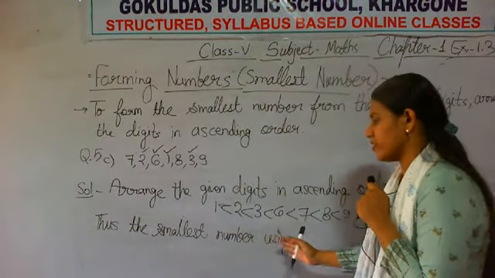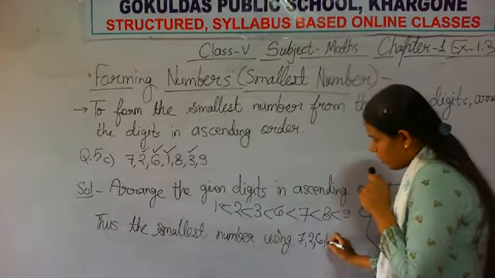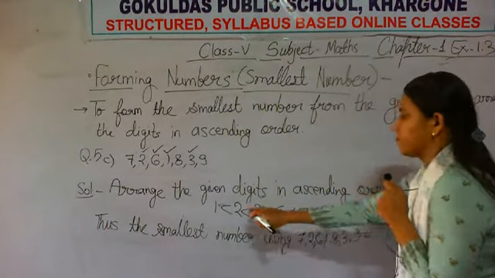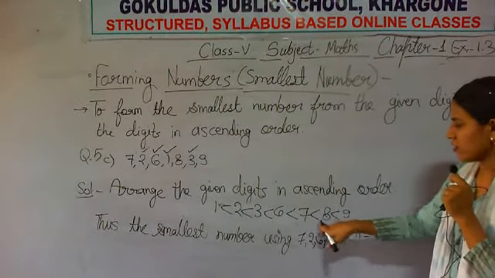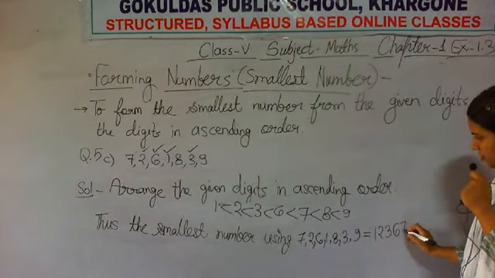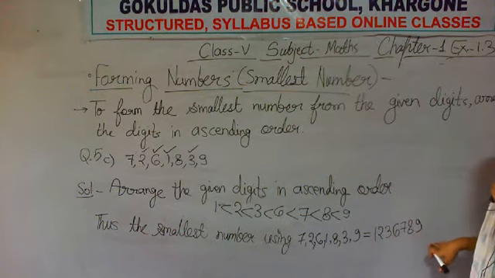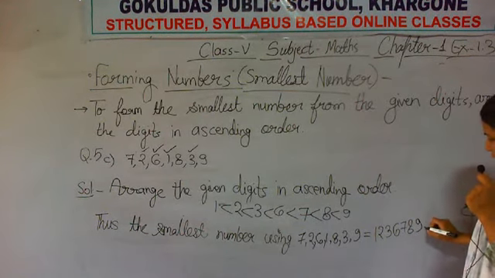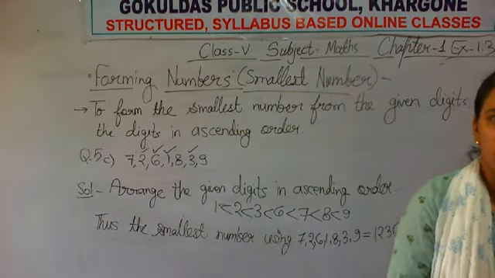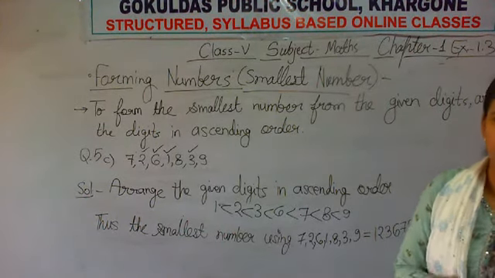Thus the smallest number using 7, 2, 6, 1, 8, 3, 9 is, write all these digits together without these symbols: 1, 2, 3, 6, 7, 8, 9. That is 12,36,789, the smallest 7-digit number. So for forming the smallest number, what is the step? You will arrange all the digits in ascending order.